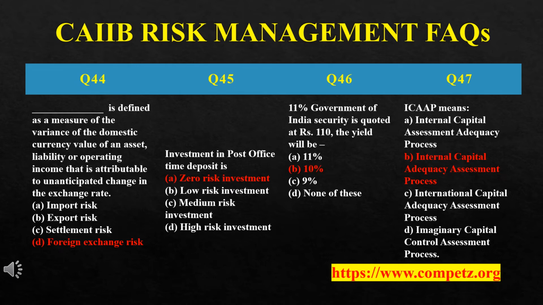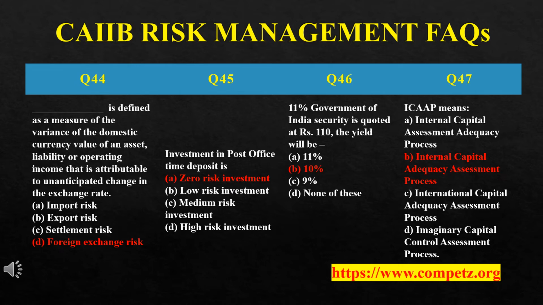Why? Yield is calculated as the income received from the investment divided by the price of the instrument. Thus, the security pays rupees 11 and costs rupees 110. Therefore, the yield is the income received from the investment, 11, divided by the price of the instrument, 110. In percent, it will be 10%. So the answer will be B, 10%.